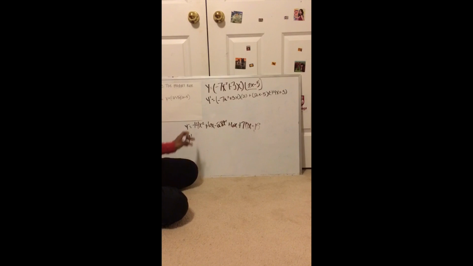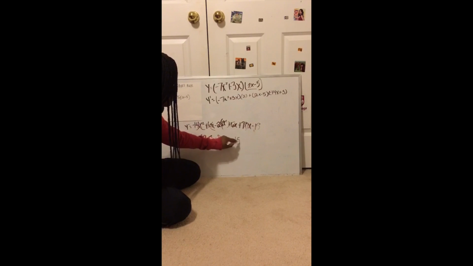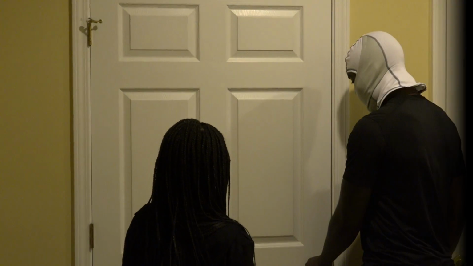And then here we're just going to add like terms. So negative 14x squared minus a negative 28x squared is going to give you a negative 42x squared. Cross that out. You have 6x plus 6x is 12x plus 70x, which is an 82x. And then you just have negative 15 left, so the answer would be negative 42x squared plus 82x minus 15.